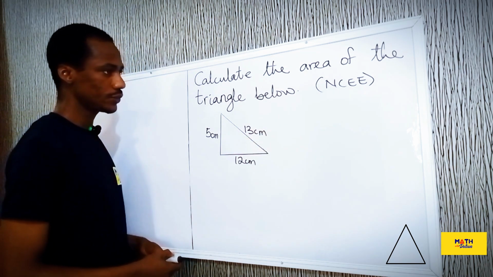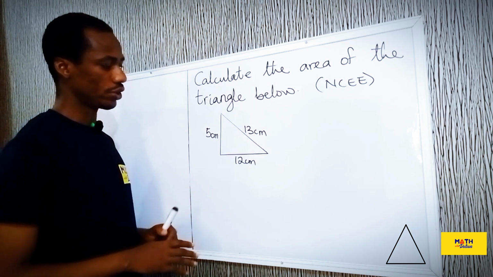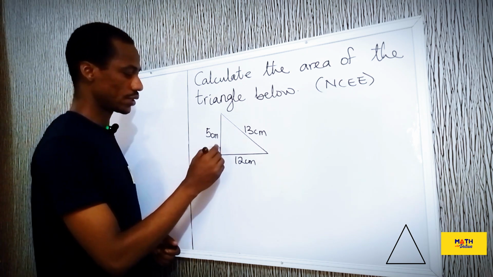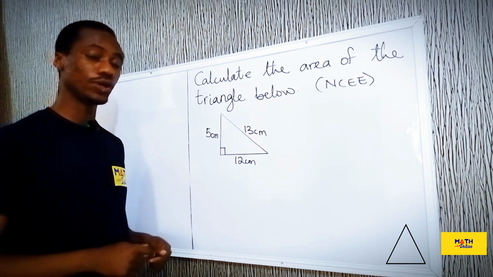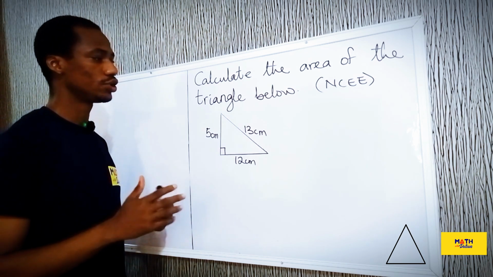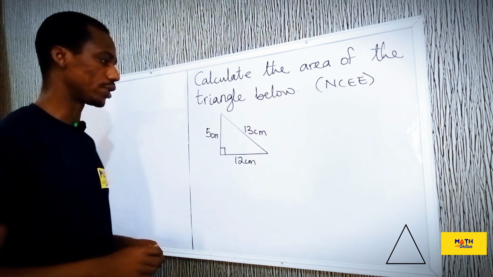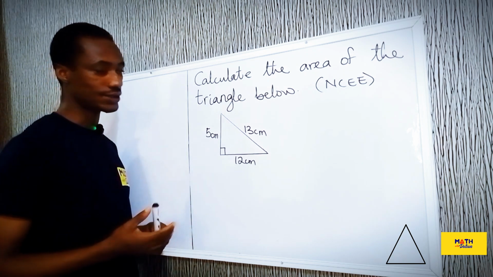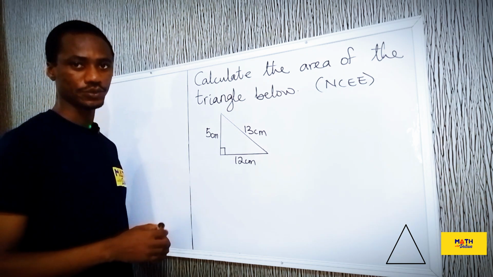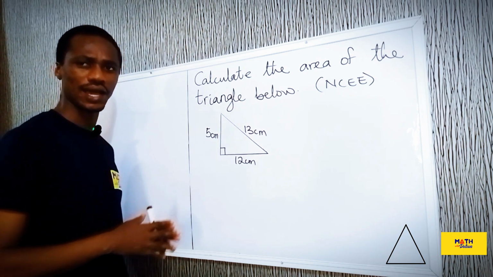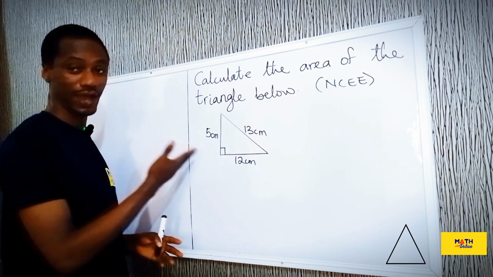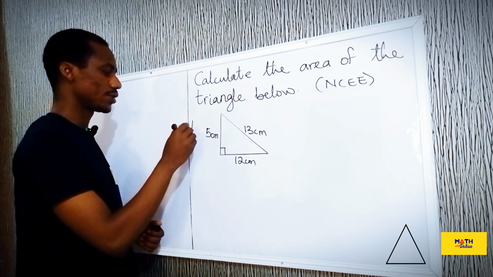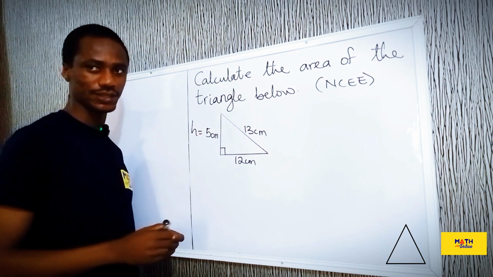So, without wasting time, we know that this is a right angled triangle. And since you know it's a right angled triangle, you don't need to waste your time on this. You have your height and then you have your base. Which part is the height of the triangle, if I may ask? Alright, 5 centimeters, that's correct. So the height is 5 centimeters.